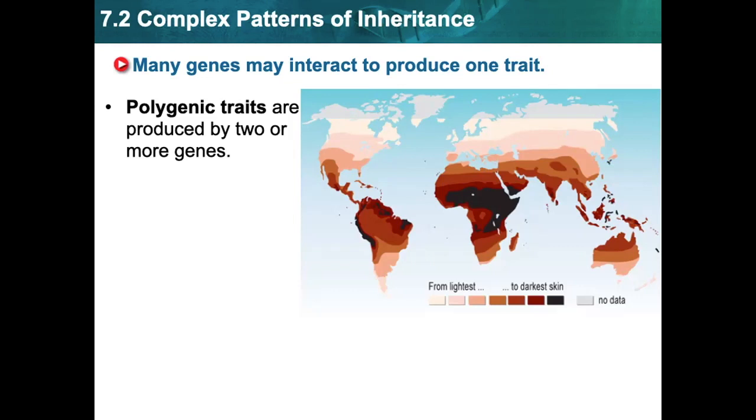Same thing up here. You can go from the equator this way too. You can see as you go north, it's lighter and lighter. You go over here, Texas, Canada, Alaska, you get lighter and lighter skin.